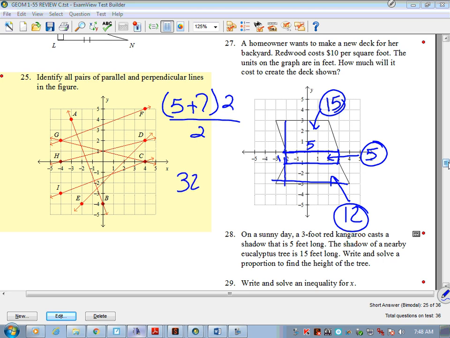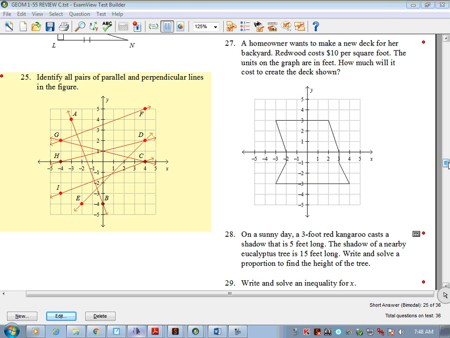But we're not done because we do need to read the question. But 32 will be an answer. It says redwood costs $10 per square foot. We have 32 feet squared, or square feet. We need to multiply that by 10. So we're going to spend $320 for the wood for a deck that looks like that. $320. All right. I'll keep moving.